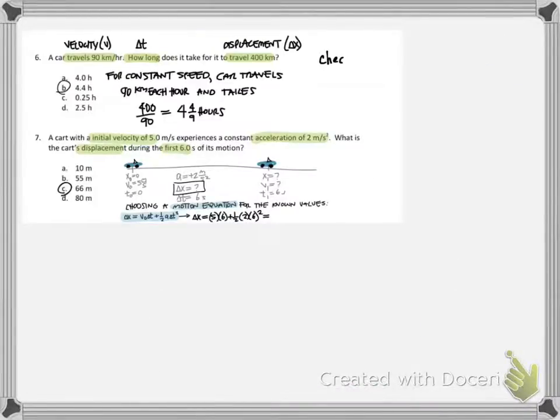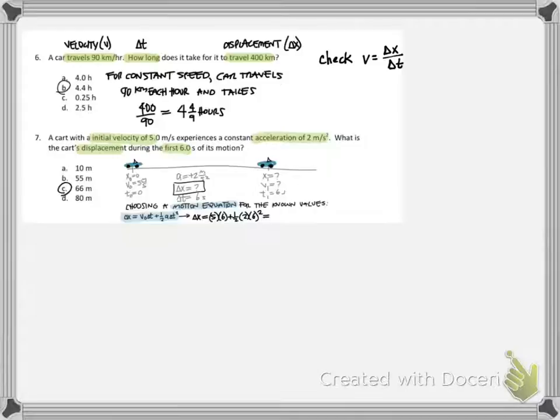A car is traveling at 90 kilometers per hour. That is its velocity. How long, that's asking us for a time, does it take to travel 400 kilometers? So you can get this from one of the four motion equations or from the definition of velocity or from our understanding that 90 kilometers per hour means that every hour you travel 90 kilometers. So we have an answer of 4.4 hours.